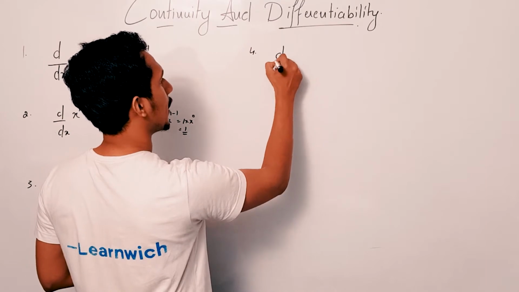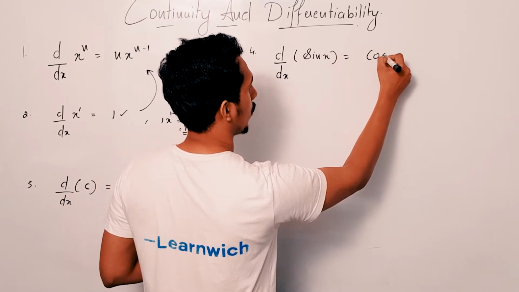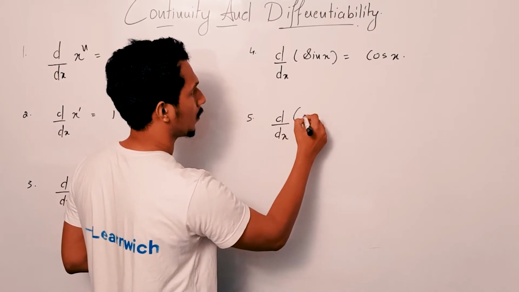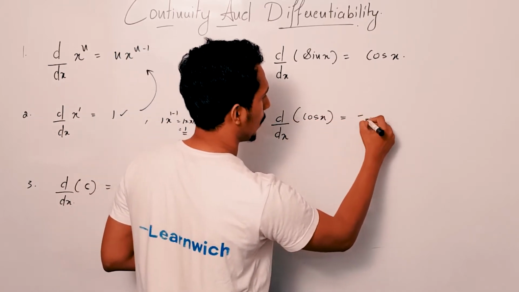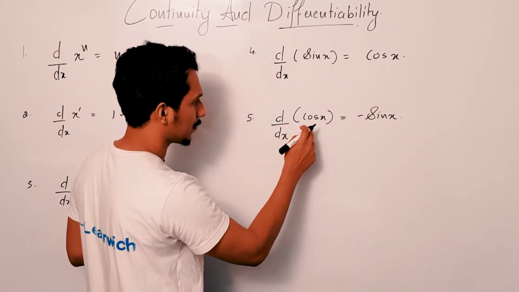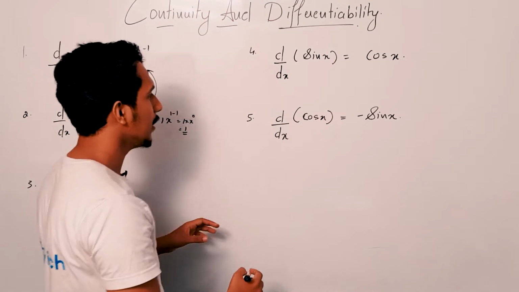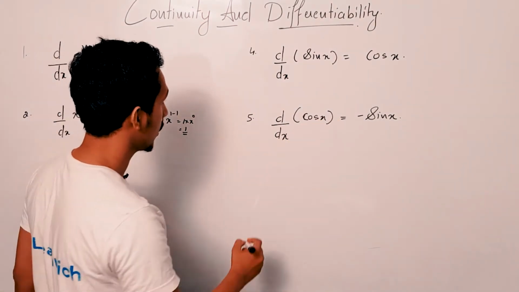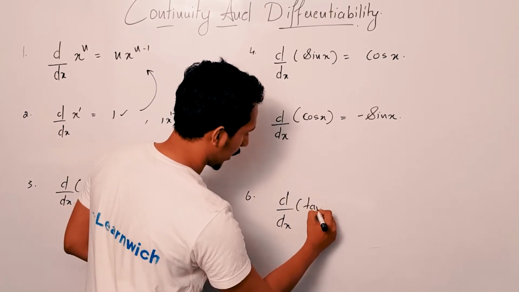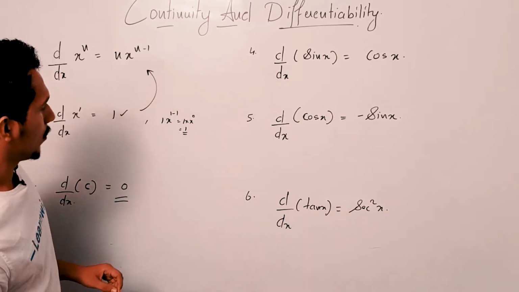Number 4, d by dx of sin x is cos x. D by dx of cos x is minus sin x. See, when you are finding the derivative of something that starts with c, the answer will always be negative. Just like a thumb rule, you can keep that in mind. So d by dx of cos x is minus sin x. Sin, cos, tan. D by dx of tan x is equal to sec square x. So please note down till this.